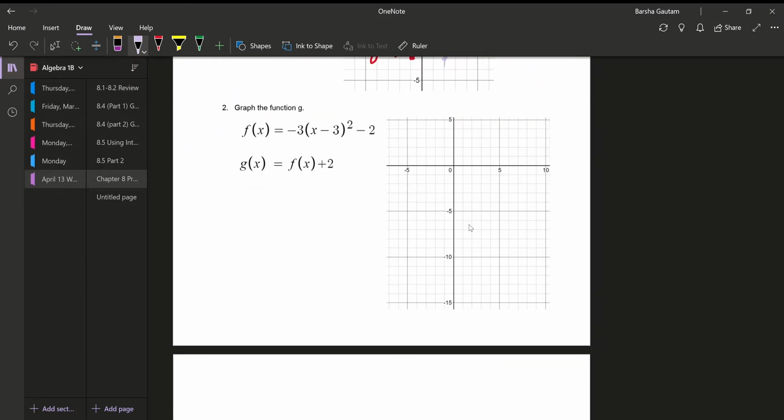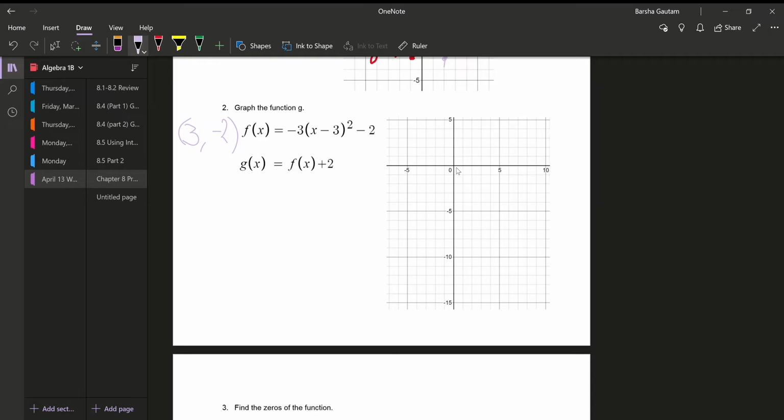Graph the function g. So for this one, see if you can try to guess by yourself first. We need to find the vertex again, and because we already have it in vertex form, that makes it very easy to do. So let's go ahead, plug in 0 for x. Oh wait, no, that's for the y-intercept, my bad. So our vertex in this case is 3, -2. Let's write this down. 3, -2.